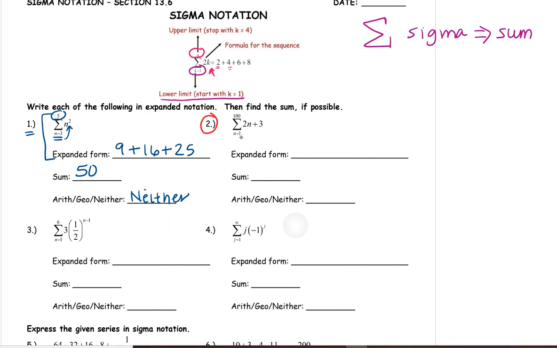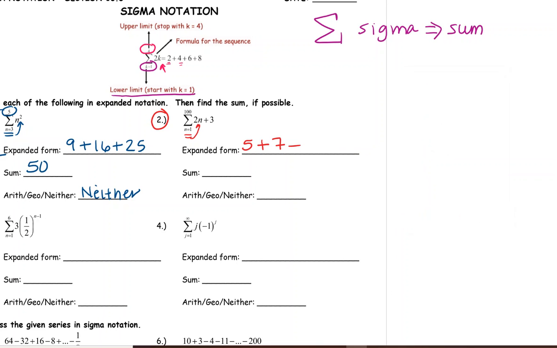If you're going to put this in expanded form, you're definitely going to put the first term. So I'm going to plug in a 1. 2 times 1 is 2, plus 3 would be 5. Then I'm going to plug in a 2. 2 times 2 is 4, plus 3 is 7. And then I'm going to plug in a 3. So 2 times 3 is 6, plus 3 is 9. Okay, and then we go like this, plus dot, dot, dot, plus. And then what should go here is the last number. So instead of writing 100, we're just going to write the first 3.